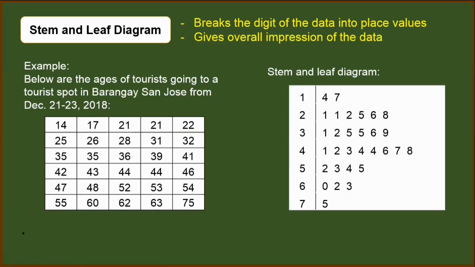After finishing the stem and leaf diagram, we can derive a few things regarding this dataset. First, most of the tourists that visited that tourist spot in Barangay San Jose are in their 40s, meaning 41 to 48. The fewest tourists are those in their 70s, specifically only one tourist, followed by the teenagers, 14 and 17.